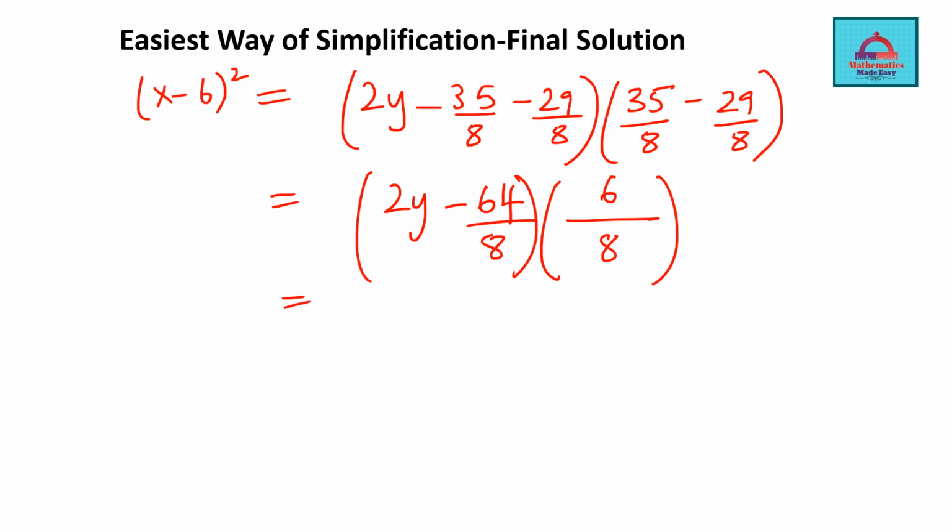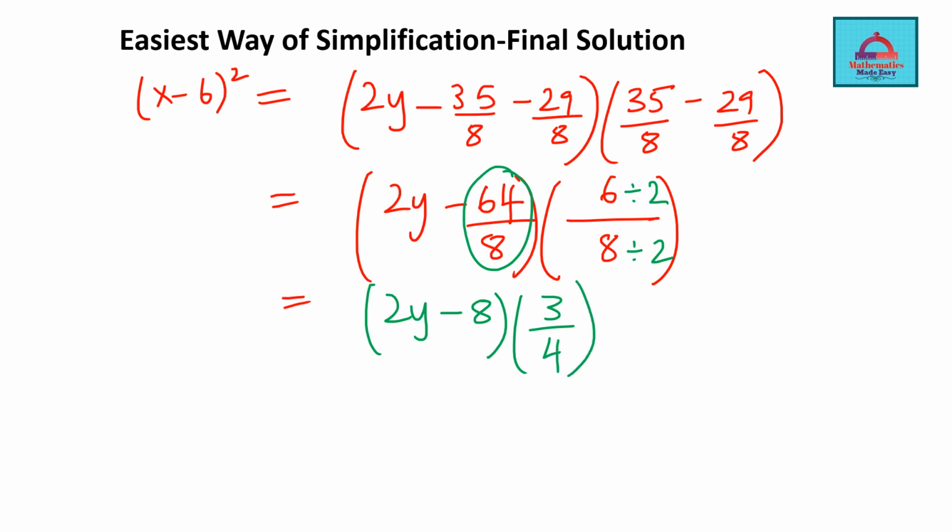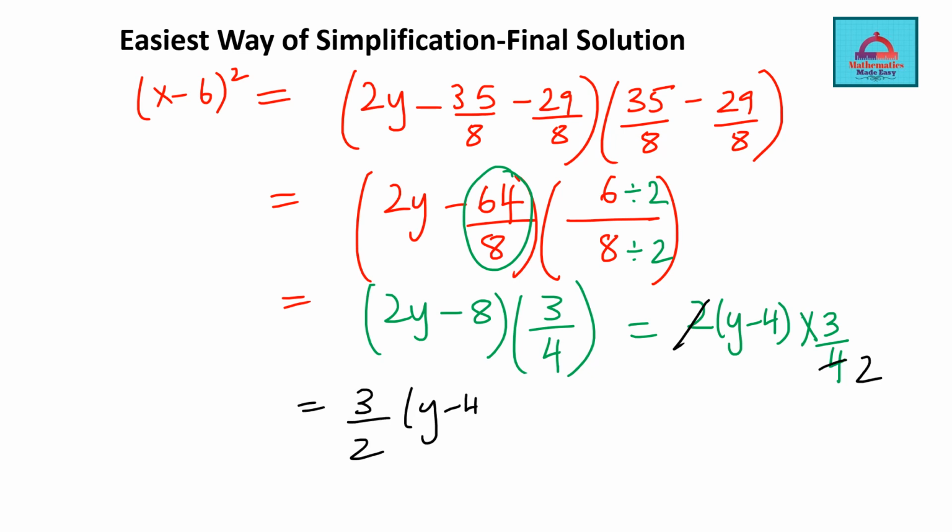So I'm going to first simplify this part. This is y minus 8 times, and then I'll simplify this part, so I can divide by 2. So this is 3 over 4. Now in the first bracket I can take a 2 common. So 2 times y minus 4 multiplied with 3 by 4. So let's cancel the common terms again. This gives you 2. So on the right you have 3 by 2 times y minus 4, and on the left you have the square.